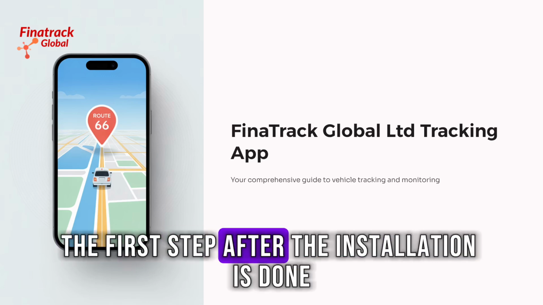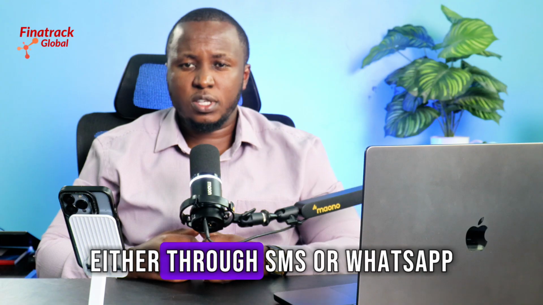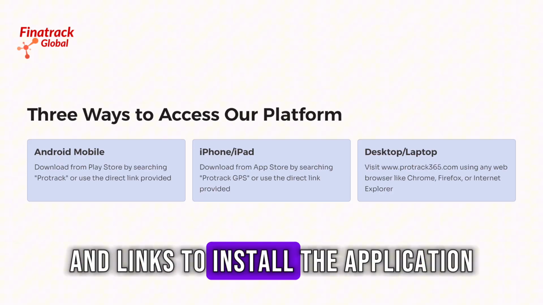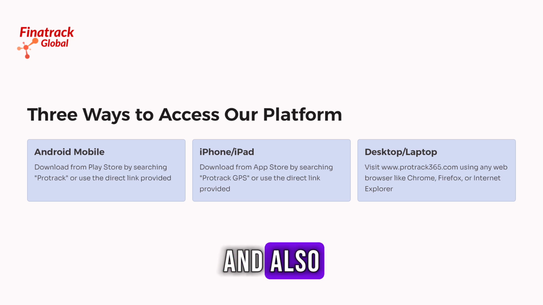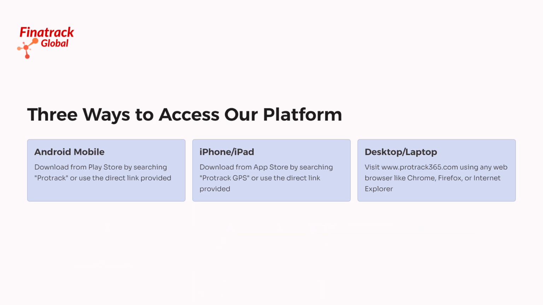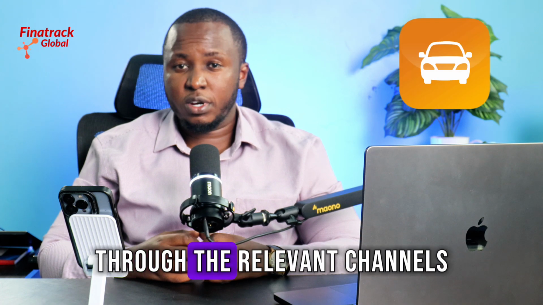The first step, after the installation is done, you'll receive a text message either through SMS or WhatsApp, giving you your login credentials and links to install the application, and also an additional link to be able to use the website browser. The first step is to install the application through the relevant channels.